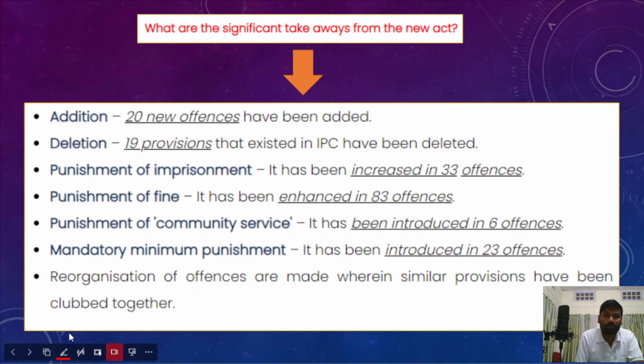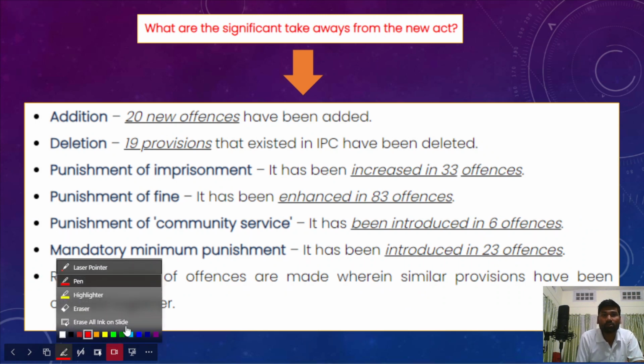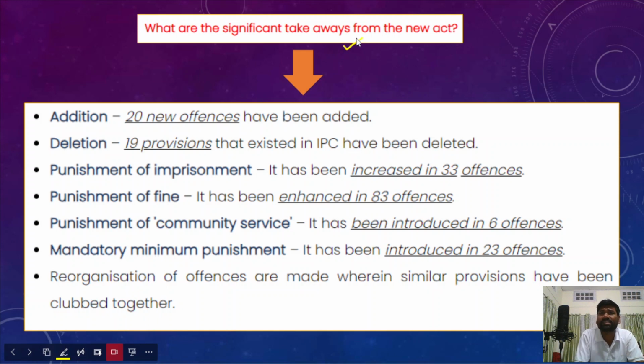Right. So next we will understand certain basic tenets of this particular Bharatiya Nyaya Sanhita. What are the key takeaways from it? So first and foremost, it has added 20 new offenses. Bharatiya Nyaya Sanhita added 20 new offenses because, as I have already told you, the nature of the crime has been changing, and since crimes against children and women have been evolving, 20 new offenses were added into the Bharatiya Nyaya Sanhita.